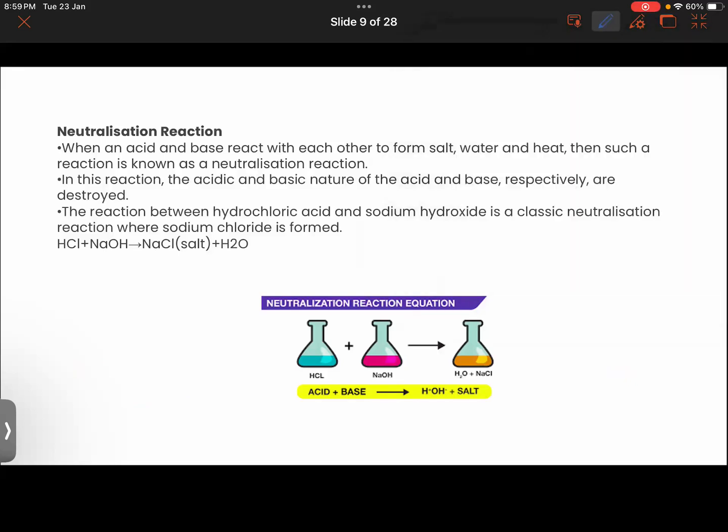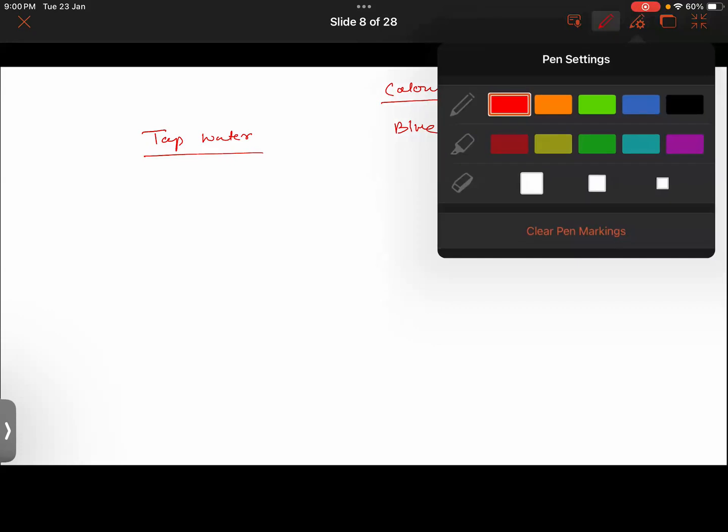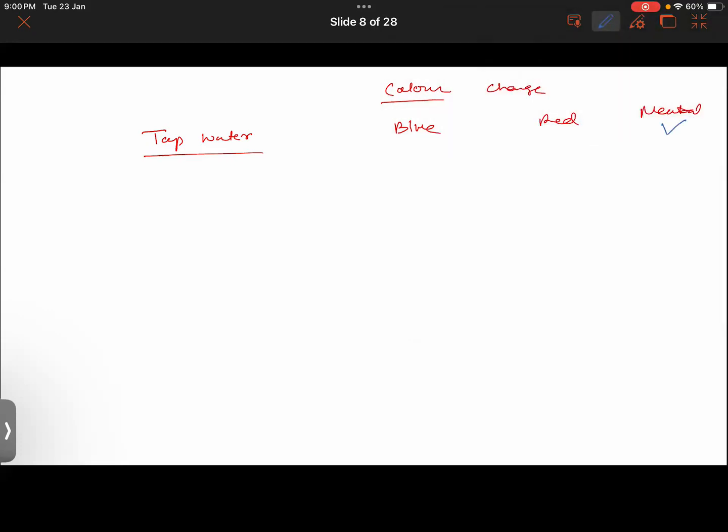Now, before we move on further, first of all, you tell me, if you were to test the litmus paper, for example, on tap water, what will happen? Will the color change to blue or red? Sir, can you repeat the question? Will it not change to any color? Very good. Blue, red, or neutral. So thereby it will be neutral. Good.